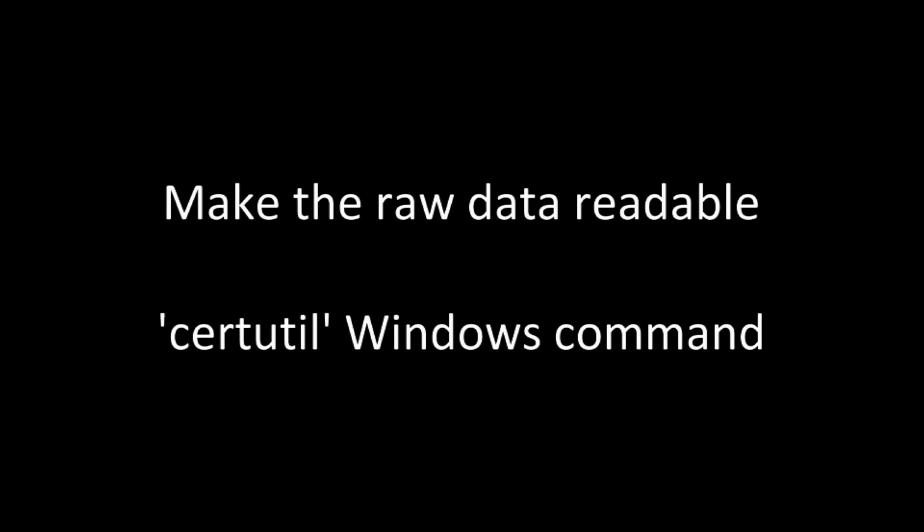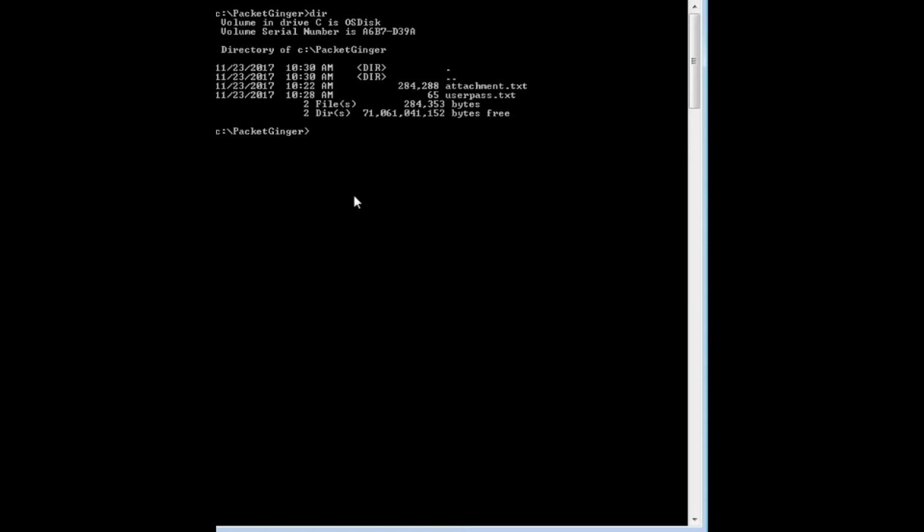The last step to make the password and document readable is to use the certutil command on the Windows command line. Here I'm in the same directory where I have the documents where I copy pasted the user pass text and the attachment.txt. So now I just type in certutil and I'm going to decode, and I need to type the source and destination files. I'll start with the user pass and I'll say decoded. Hit enter, and that one's done.